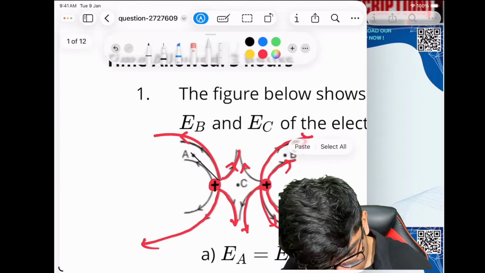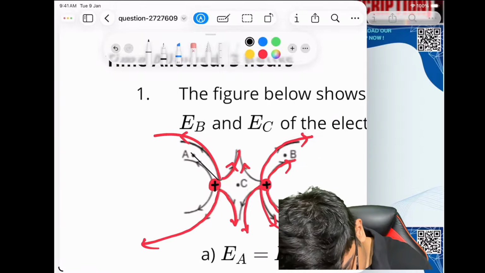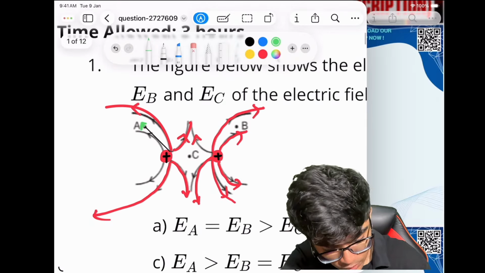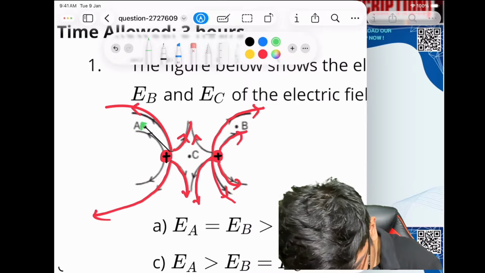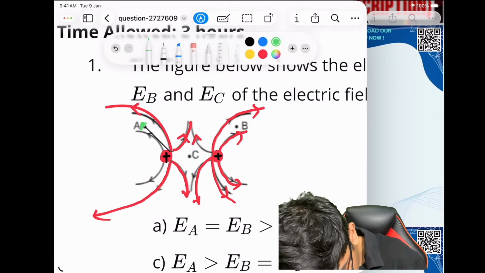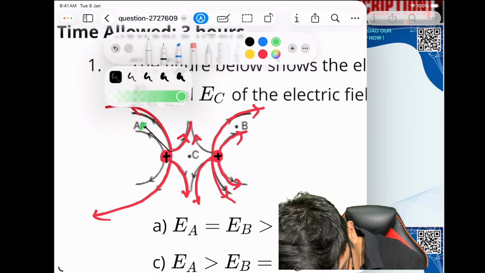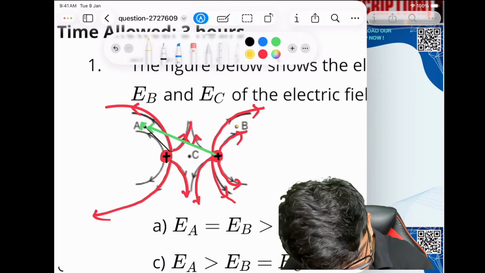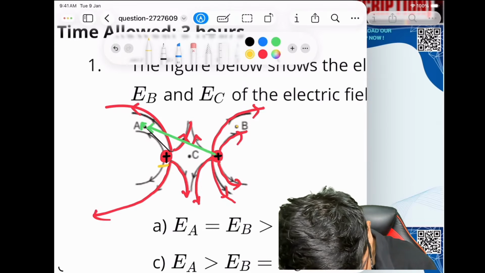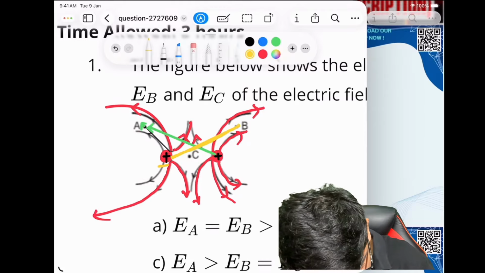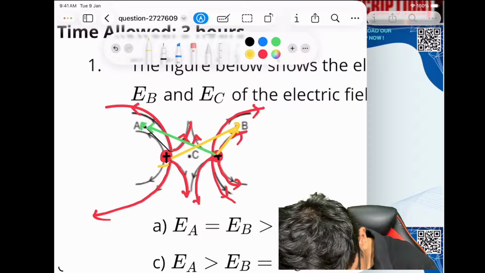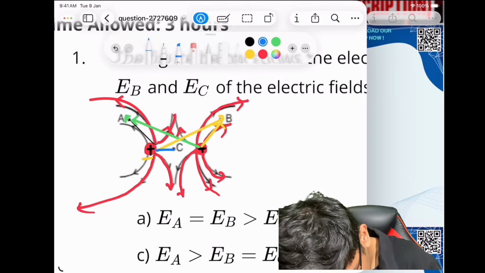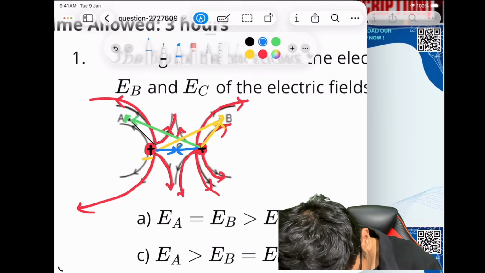The field exerted is in this direction. Then in the other diagram, by this charge the field exerted is in this direction. Now at this point, the field exerted due to this charge is in this direction, and the field due to this one is in this direction. Now let's look at point C. Let's look at point C alone. It has opposite directions.